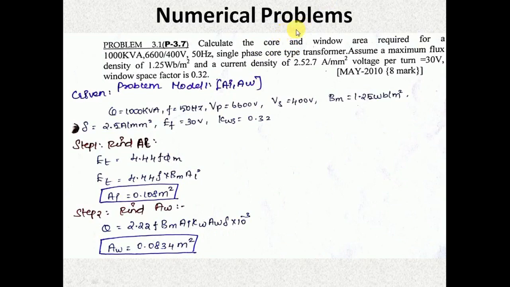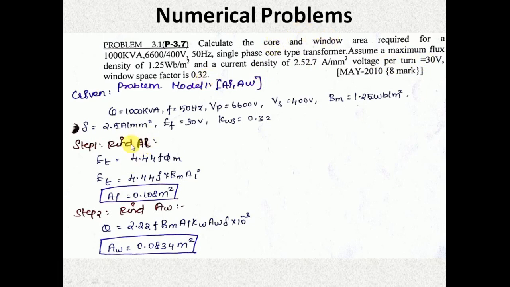Next we are going to see a simple numerical problem. In this problem you are asked to find the core and window area. We used to represent them as AI and AW. The power rating of the transformer is given, that is Q's value is given. It is a single phase core type transformer. Assume a maximum flux density, BM's value is given, and del value is given, that is current density. ET, the voltage per turn or EMF per turn, is given as 30 volt, and kW is given as 0.32. So we have to find the value of AI and AW.